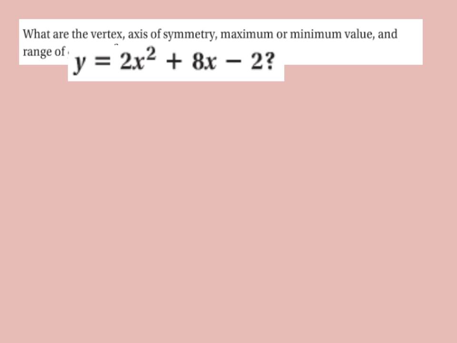Now we're going to find the vertex, axis of symmetry, maximum or minimum, and domain and range. So first, I want to figure out what the x value is in my vertex. And if you wrote that down, it would be the opposite of b over 2a.